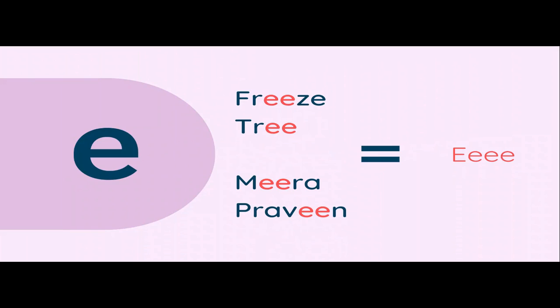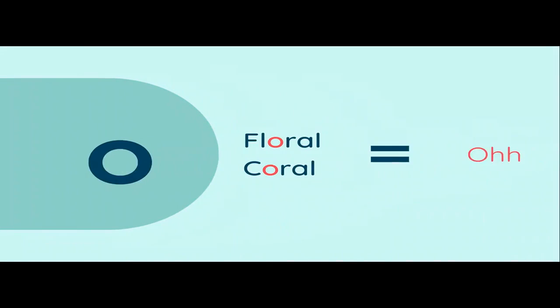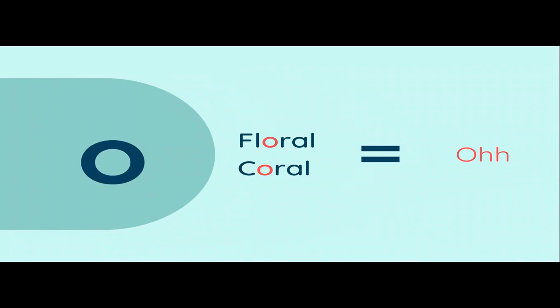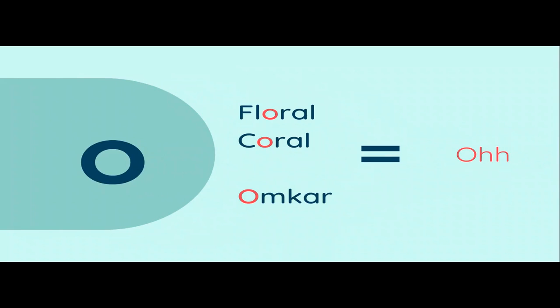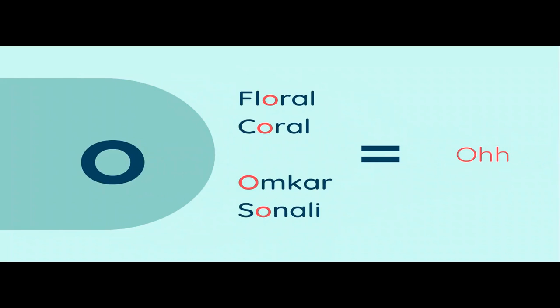Then we have the letter O. O is pronounced the exact same way you would say the letter O, like in the word floral or coral. Like you have the name Omkar, or the name Sonali, or the name Komal.